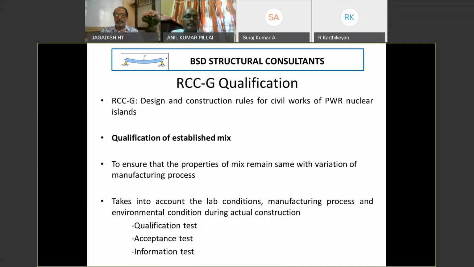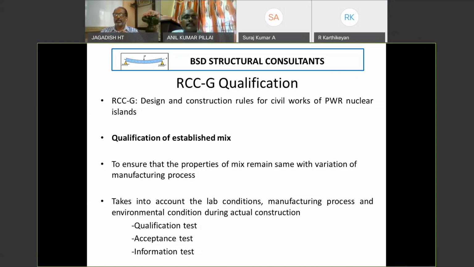So what it says is to ensure that properties of mix remain the same with the variation of manufacturing process. This is the basic of RCC-G qualification. You have designed the mix. You establish the mix design. Now this mix design should remain the same with variation.